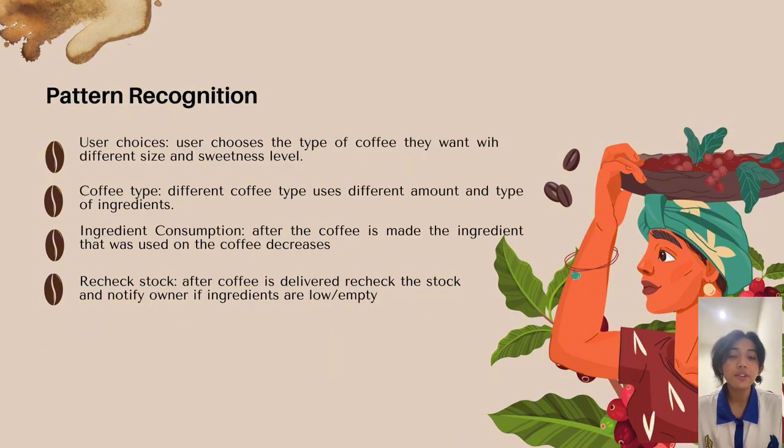Pattern recognition. Pattern recognition is initially what the machine goes through every time a customer orders something. So like decomposition, it has similar steps, which is it takes order from the customer, the type of coffee, and different size and sweetness level it wants. And then the coffee type that is ordered by the customer will decrease their ingredients. And after the ingredients are decreased, it will update the ingredients in the machine to notify the owner if they need to resupply.